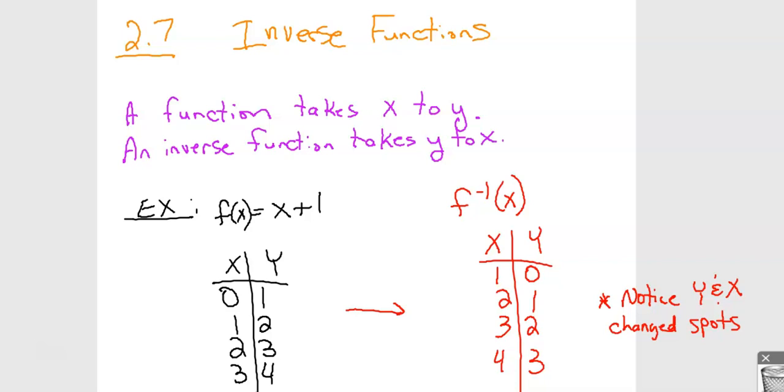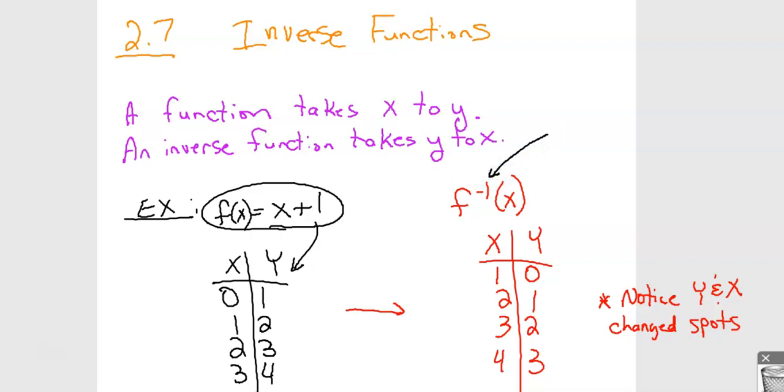So an inverse function basically goes backwards. It basically takes the y to the x. So here's an example. You have a function f of x equals x plus 1, and notice the xy chart. Well, notice the inverse function, and notice the notation.